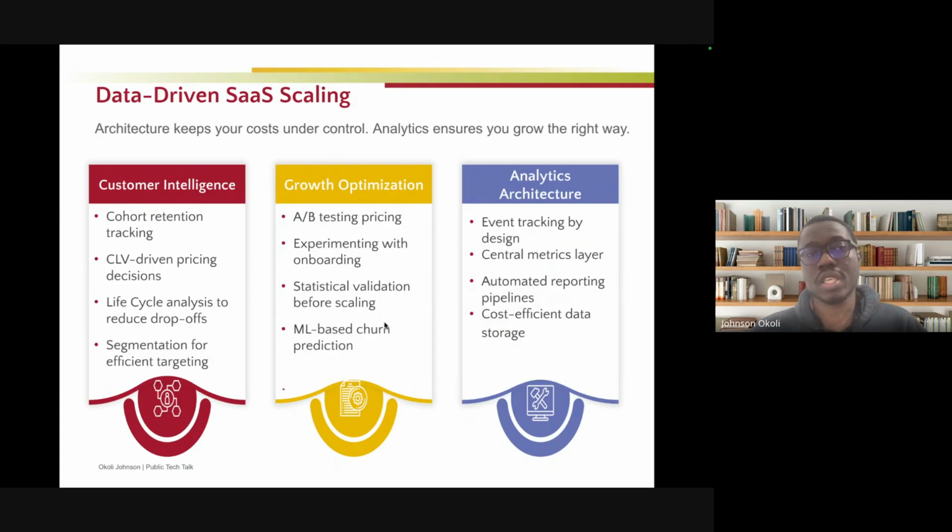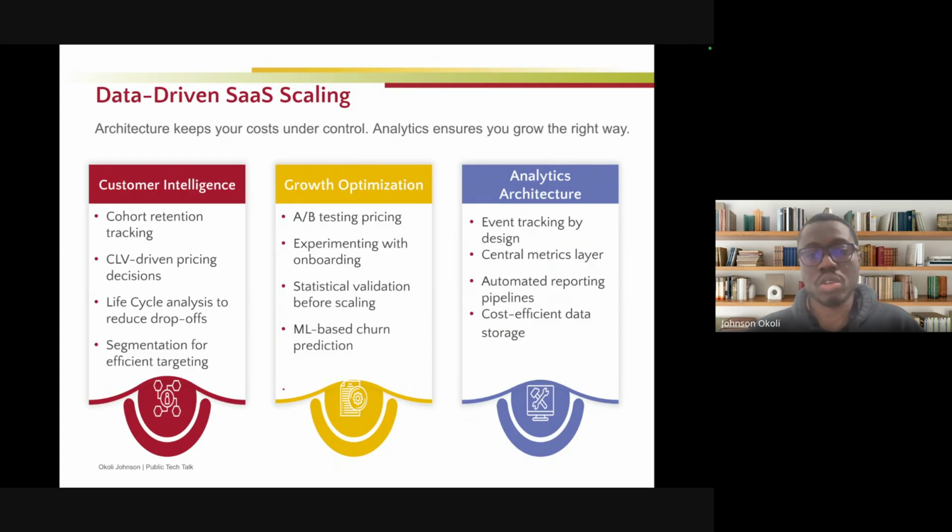Statistical validation before scaling. You also need to decide at what point you need to scale your infrastructure based on statistics. If you see that you're experiencing more downtime from statistics, you want to consider scaling up. Or if you see that customers are not actually getting the desired performance, you want to increase your scaling, and check your scaling metrics again.